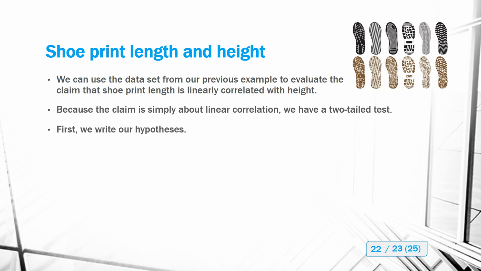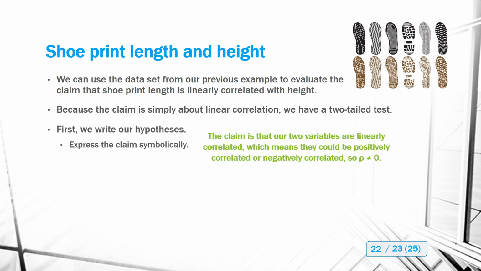So, as always, we start by writing our hypotheses. And we start by expressing the claim symbolically. The claim is that our two variables are linearly correlated. So that could mean they're positively correlated or negatively correlated, which leads us to saying that rho is not equal to 0.